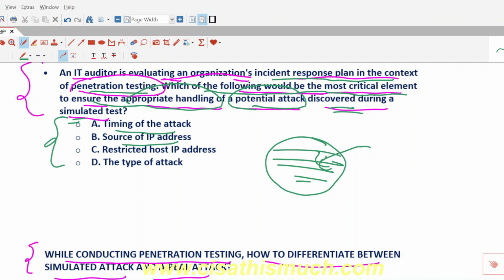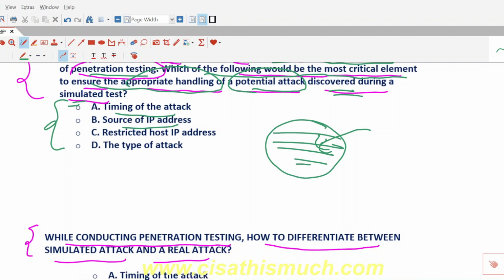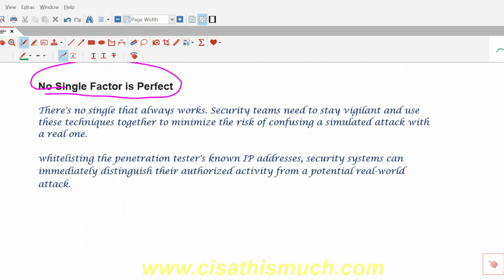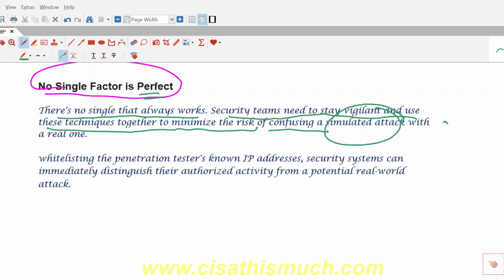But understand one thing, in the real world, in real life, there cannot be a single factor for the decision. We need to use a combination of factors over here. Let me discuss that also here. No single factor is perfect. There is no single factor that always works. Security teams need to stay vigilant and use these techniques together to minimize the risk of confusing a simulated attack with the real one. Whitelisting the penetration tester's known IP address.